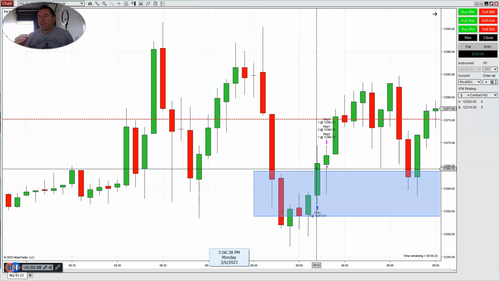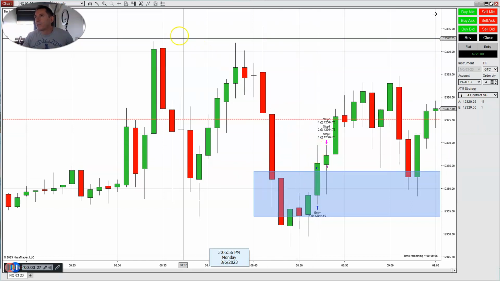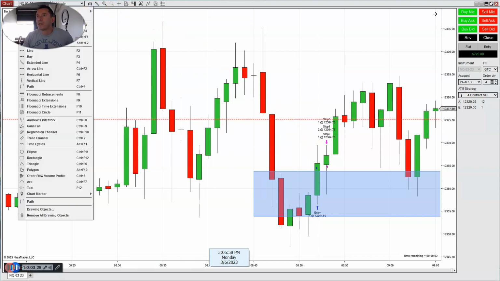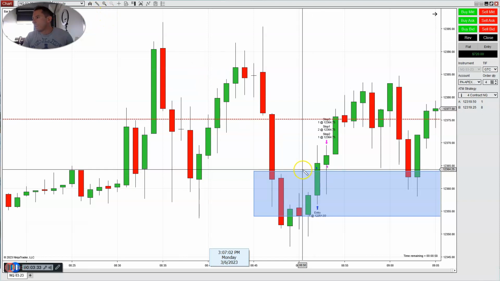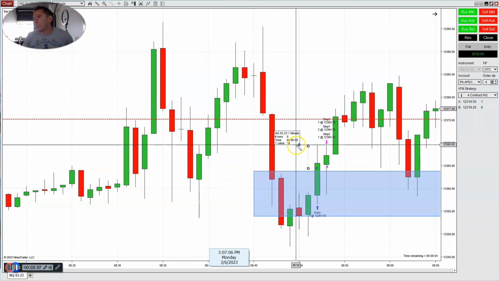I had the first target for the first 2 contracts at 30 ticks, then it goes to 50, and then the last one is 70. I do have it set up so that when it hits the first target, it automatically brings my stop loss to break even. Now, like I said, let's look at that really quick. Let's get the ruler out. This was our entry, and it went all the way up here. See that right there, 20 ticks.